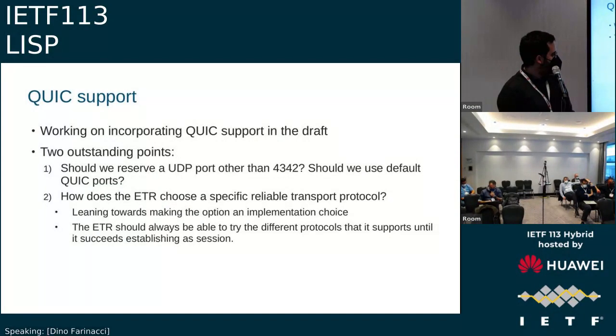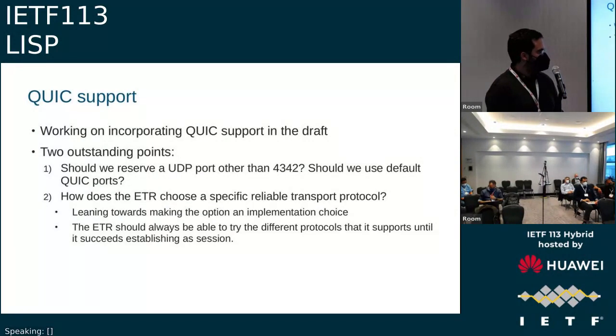Sounds good. Then, on the other side of the question, if the ETR supports more than one reliable transport, typically TCP and QUIC, how does it know which one to use? The authors of the draft are leaning towards leaving this an implementation choice, so that if you support two, you could potentially probe for those two and pick whichever the map server replies to, or whichever you like if it replies on both.